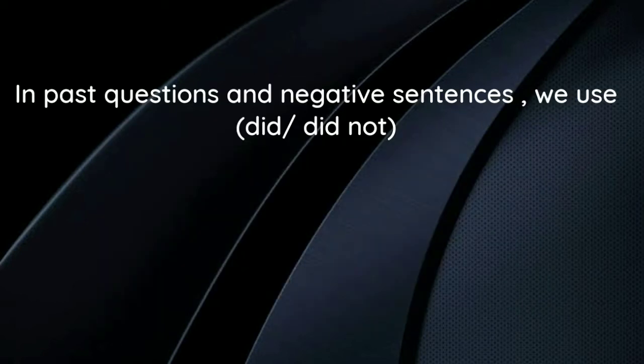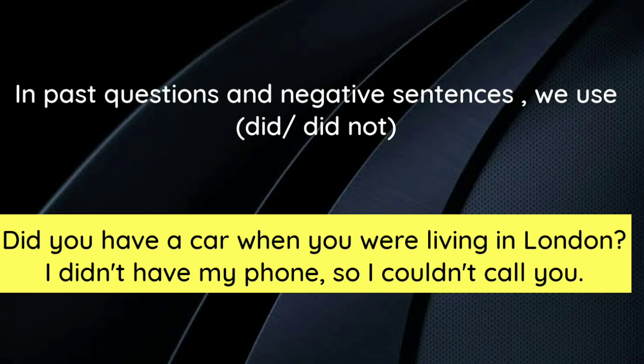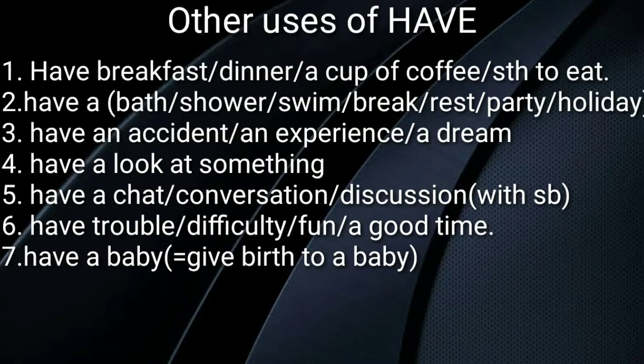So in past questions and negative sentences we use did or did not. Like, did you have a car when you were living in London? I didn't have my phone, so I couldn't call you. So here you can see we have used did. We didn't write like this: had you have a car, or I hadn't have my phone.